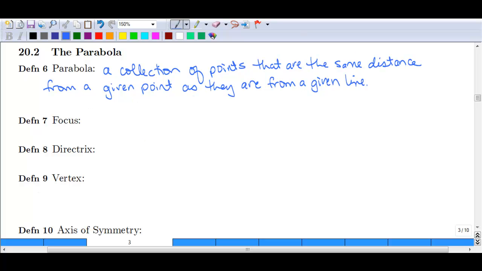So again, we're looking at the definition with regards to a conic section. Remember, splitting that cone up. And the given point is called the focus, and the given line is called the directrix. And we'll talk about how we can use these to find the equation of a parabola.